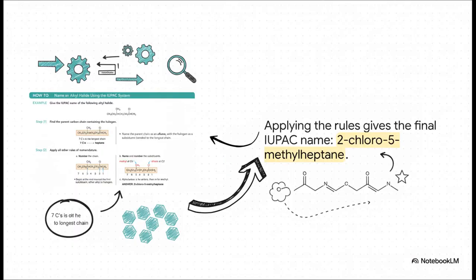So let's actually see how this works with a real example. Here we go. The longest chain has 7 carbons, so its last name is heptane. Now we're going to start numbering from the right side because that gets us to the chloro group faster, putting it on carbon number 2. See that? We also have another little group, a methyl group, on carbon number 5. Alphabetically, C for chloro comes before M for methyl. So you put it all together and bam, 2-chloro-5-methylheptane. It's a perfect, logical name that tells you exactly what the molecule looks like.